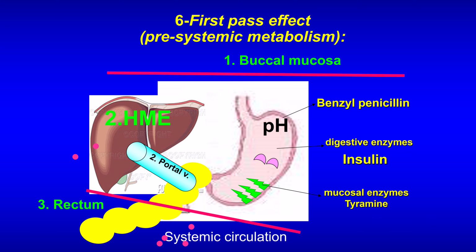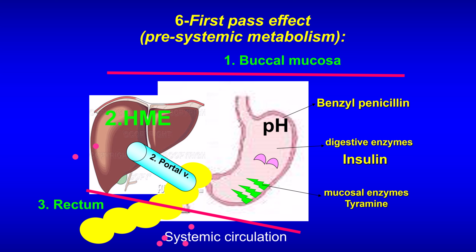The sixth factor affecting oral absorption is the first pass effect, pre-systemic metabolism. This process involves, first, buccal mucosa. Some drugs can be absorbed through the buccal mucosa, bypassing the first pass effect.